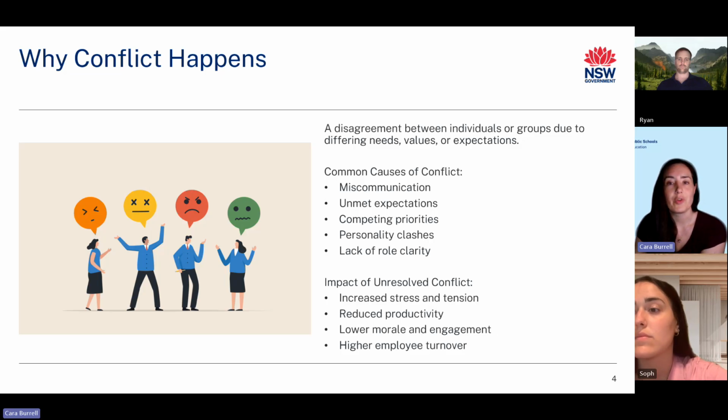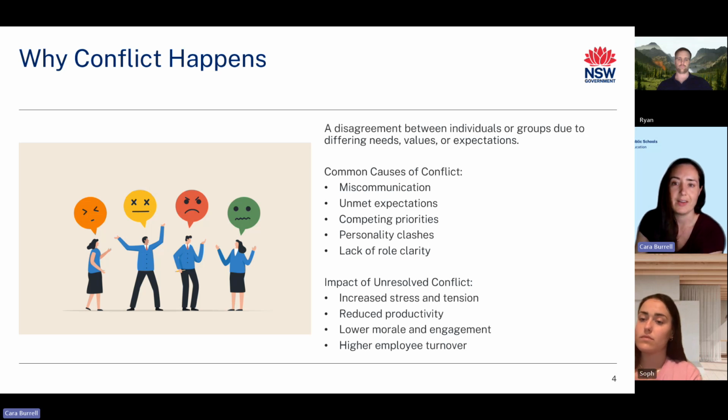But conflict is not always bad. When managed correctly, it can actually lead to better decision making and innovation. By addressing issues openly and honestly, teams can find better ways to work together.